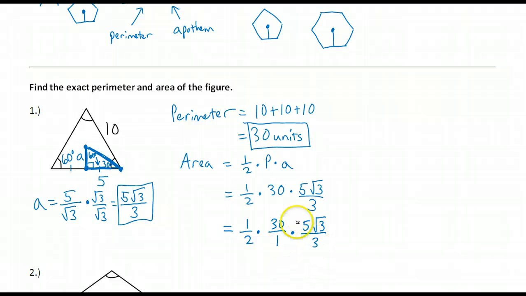To do this math in my head, I have multiplication, and any time that I have a number in the numerator and the denominator, I can simplify. So if I look, I have 30 and 3. 30 and 3 are both divisible by 3. So if I take 30 and divide by 3, I'm left with 10. And if I take 3 and divide by 3, I'm left with 1.